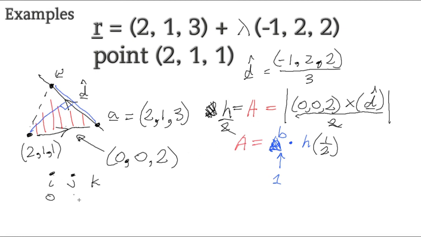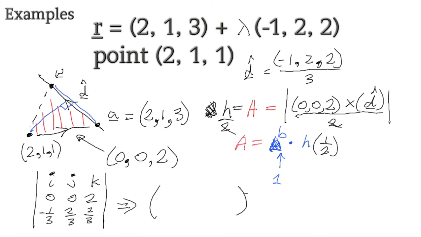So let's take (0, 0, 2) cross (-1/3, 2/3, 2/3). Take the determinant of this matrix, gives us, for i we have 0 subtract 4/3.